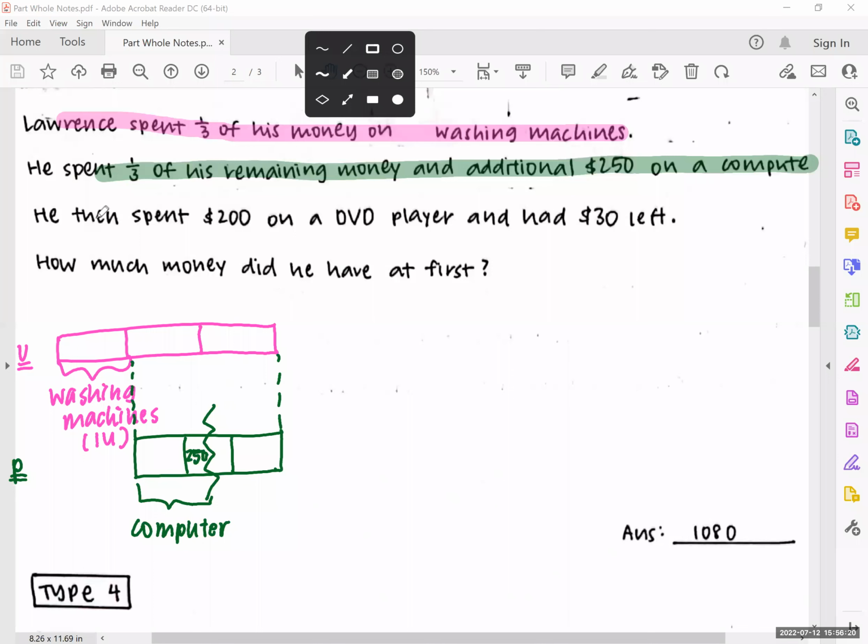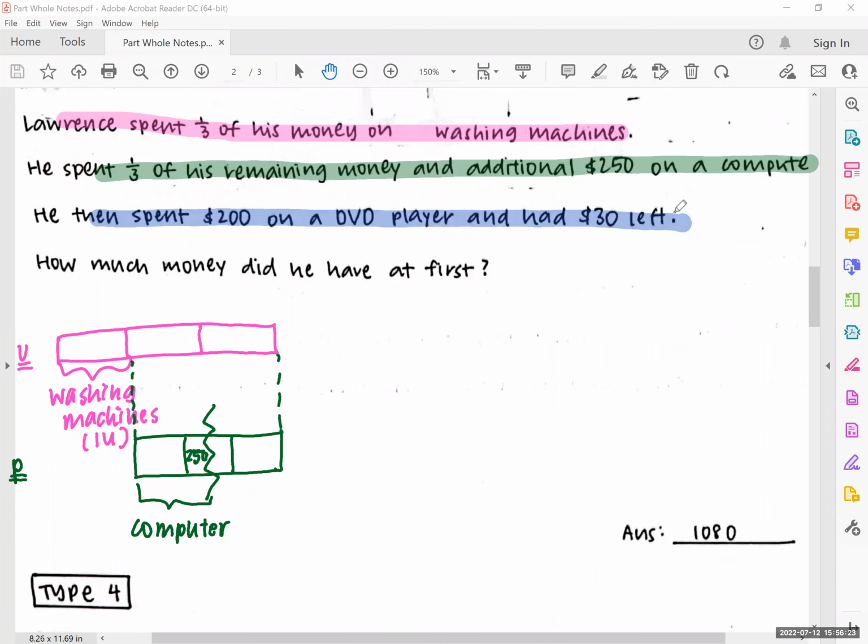Different color. They say I spent $200 on a DVD player and had $30 left. So they're trying to tell me that these remaining parts that I'm seeing here are for the DVD and what's left. Of which the DVD is $200 and the left is $30. So what can we say already? Can you see this is only for this part here? But wherever I form a link, I need full units or full parts, right? So technically I can form something already. What do you all notice? What can I form? Or what can I say?